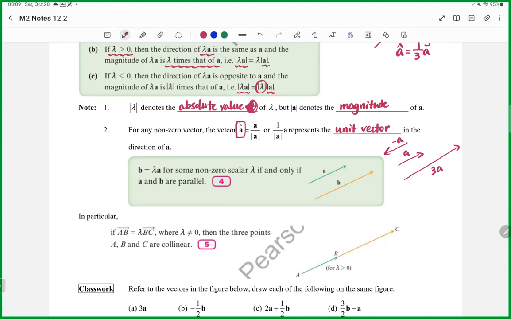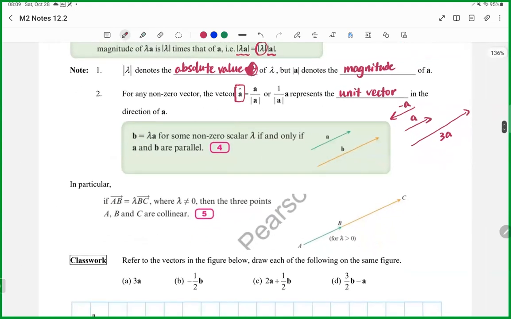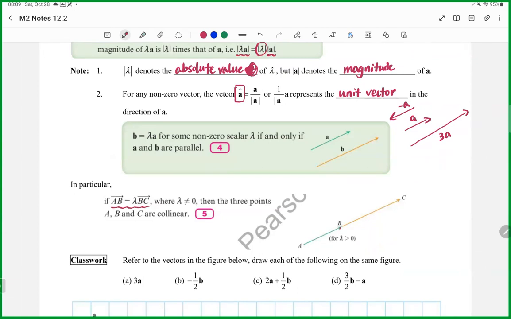Now, in particular, if the two vectors are joined together, for example one of the ends coincides, in this case the end of AB is the beginning of BC, and one vector is equal to lambda times the other vector, then they're not just parallel, they coincide. They're collinear, sorry, they're collinear.